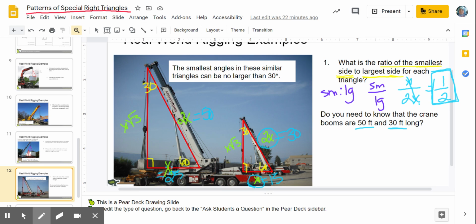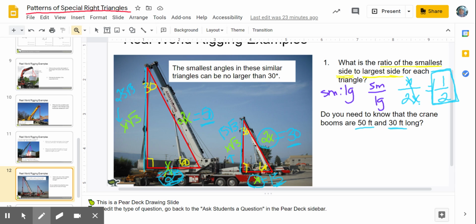25. It's half as big. So if I know 50, I know 25. If I know 30, I know 15. Then I can just take that x, that 15, and replace it right here. So this is going to be 15 square root of 3. That's the height, right? And I take that 25, that x, and I substitute it right in here. And that's 25 square root of 3. That's the height here.